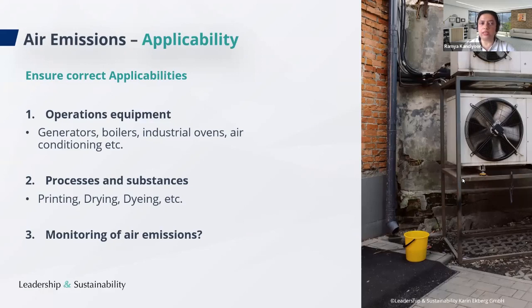One of the first questions is whether you have operations equipment. So here you would need to report, let's say if you have a generator, if you have a boiler, if you have industrial ovens, air conditioning, etc., all of that would need to be reported. The next question is regarding the processes and substances that you are currently undertaking in your manufacturing processes in the facility. So this could be your printing, your drying, your dyeing, etc. All of those would need to be reported. Let's say you have spray painting, you have PP processes, laser applications, etc. All of that would need to be indicated.